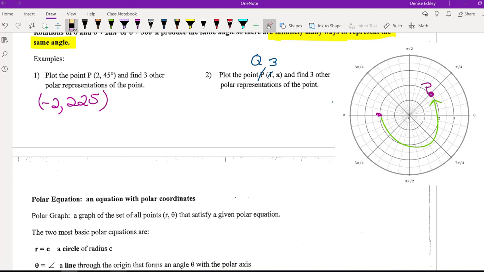Another way I could have gone is I could have started at 2 and gone the whole way around the circle and ended back at P. So I'm going to start here and I'm going to go the whole way around and end up there. So that's going to give me an angle of 405 degrees, which is 360 plus 45. So there's another way I could get P.